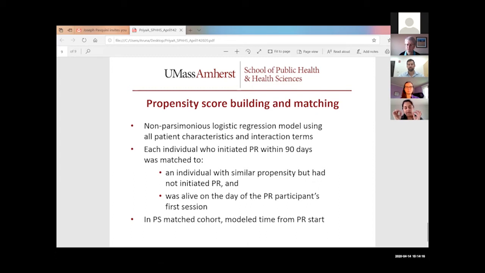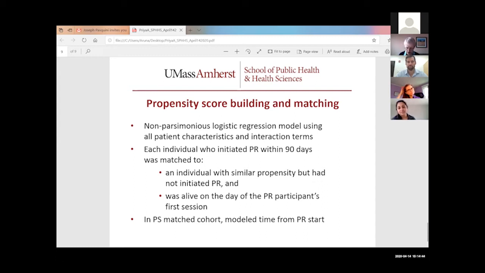We also had an additional requirement that the person matched from the non-PR group would be alive at least as many days as when they started the PR. So for example, if a patient starts PR on day 60, then from the non-PR group, that patient should have similar propensity as well as be alive on day 60 or beyond. So we are losing patients who die before then.